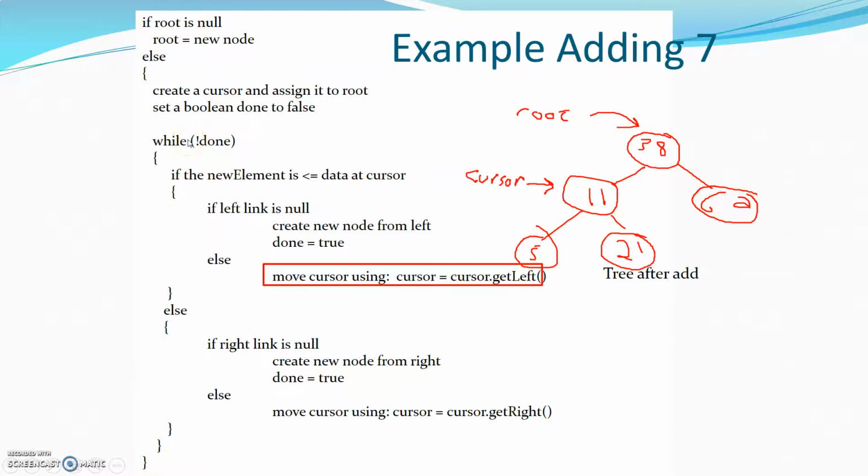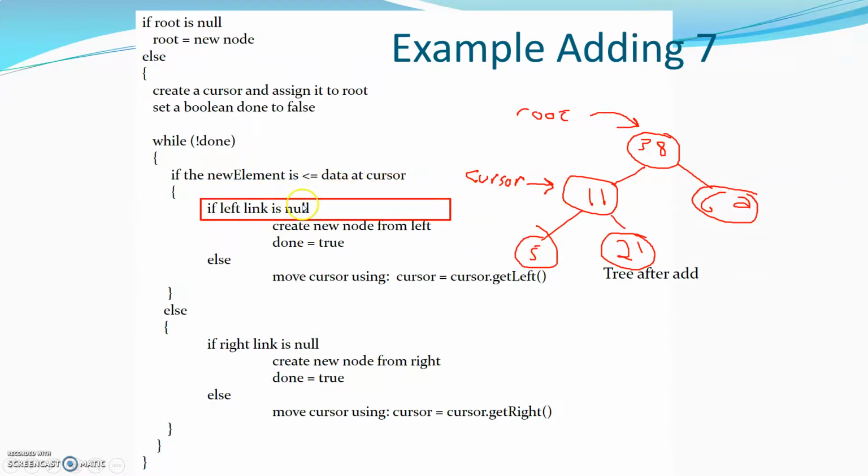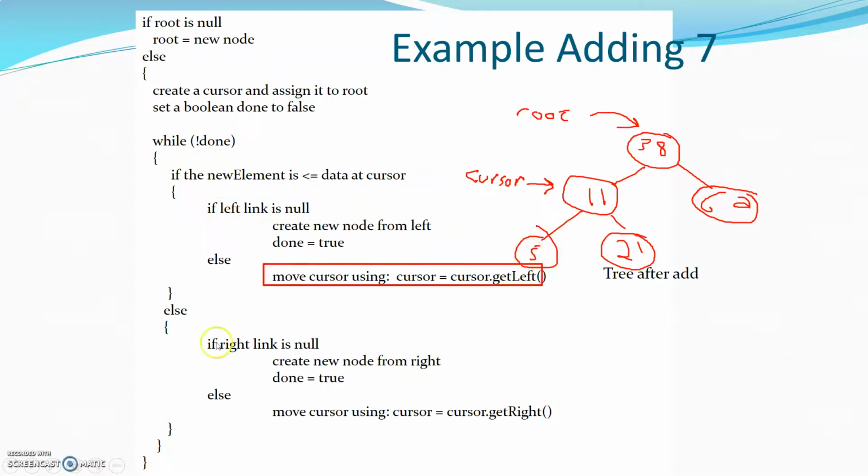We still haven't set it, so we're going back into the loop, and now we're asking the same thing again. The new element, which is 7, we're comparing to the data at cursor. Cursor get data is 11. 7 is less than 11. So when we get to this part here, is the left link null? It's not null. So we move the cursor: cursor equals cursor get left. Cursor is here, so we'll move it down to here. So cursor is now at 5.